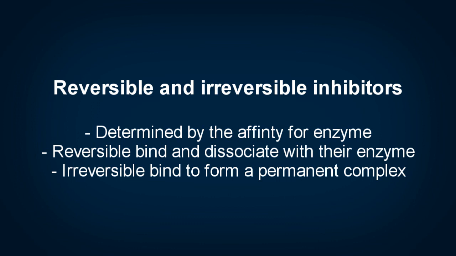There are two main classes of enzyme inhibitors, reversible and irreversible, that are differentiated by the magnitude of their affinity for enzyme. Reversible enzyme inhibitors bind and dissociate with the enzyme in an equilibrium process. Irreversible inhibitors bind tightly to an enzyme to form an essentially permanent complex.